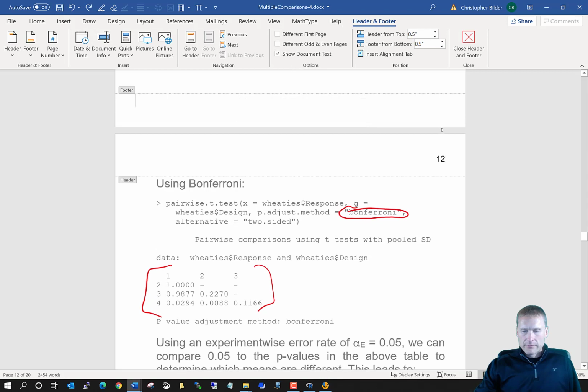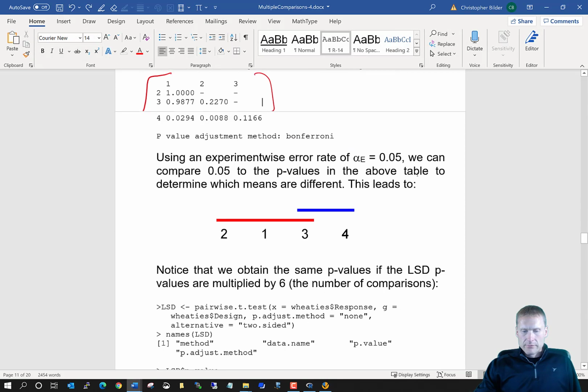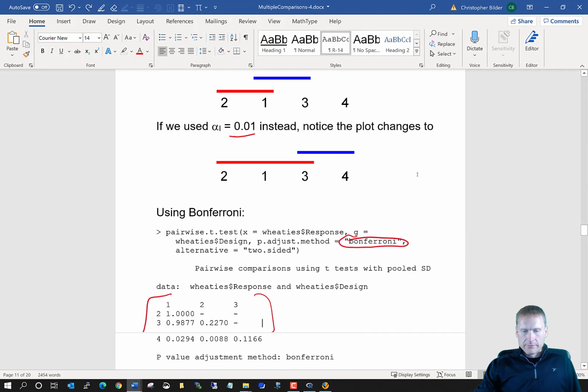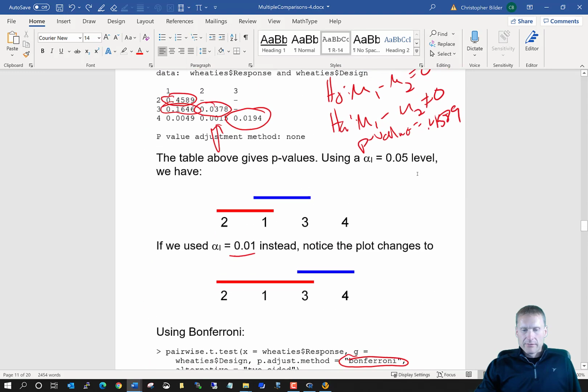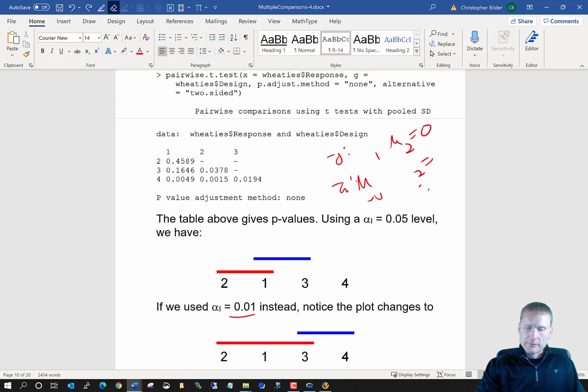Oops. Okay, let's see here. Can't quite do it. Let me actually copy and paste some of this stuff so that I can. Give me one moment, please.